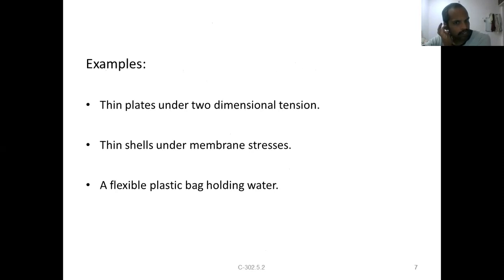Examples: thin plates, two-dimensional tension in very thin plates. Previously it was wires, now it is plates. Plates are nothing but having some length and width, but thickness is very negligible, means the third dimension is negligible. So that type of member is subjected to two-dimensional tension. Thin shells under membrane stress, and a flexible plastic bag holding water. So these are the examples for two-dimensional stress.